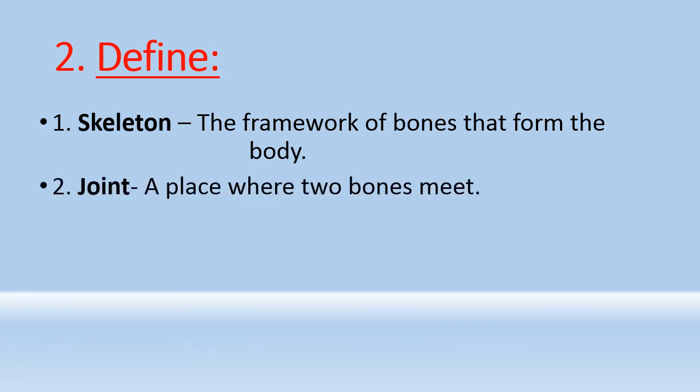Number two is joints. We all know that even though the skeleton is very hard, it can bend and move at places where two bones are joined. So joint is a place where two bones meet. Joints are the places where two bones meet or are joined together.